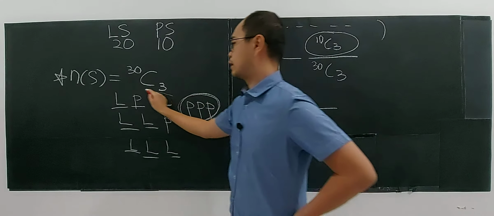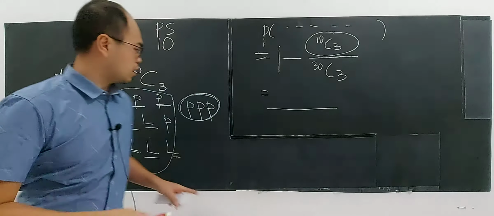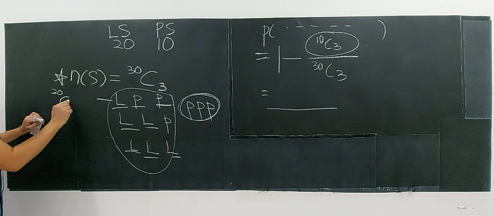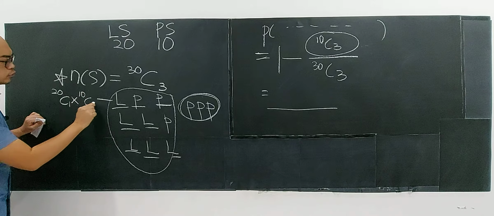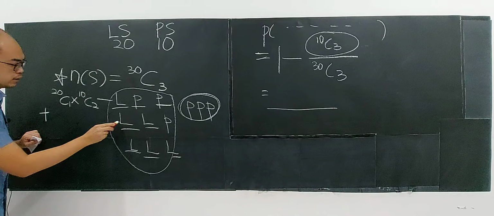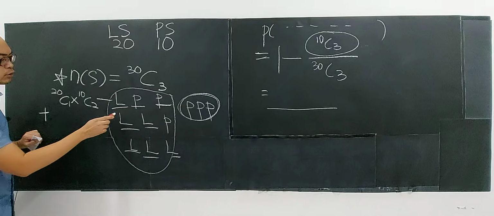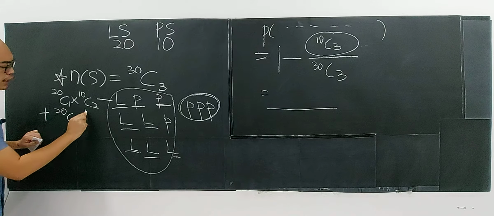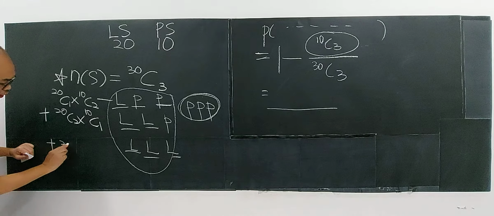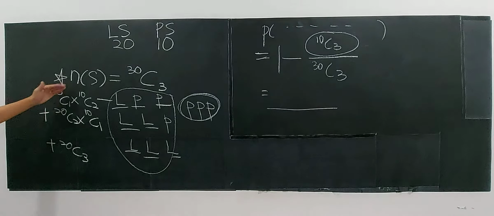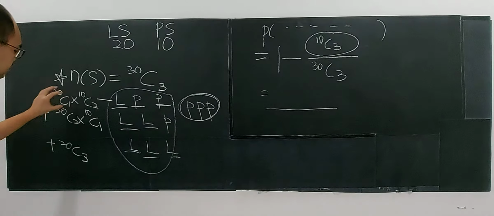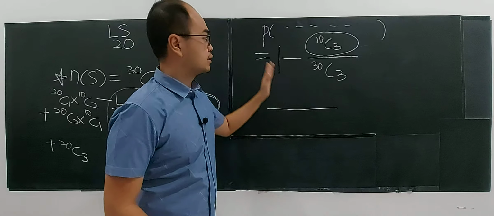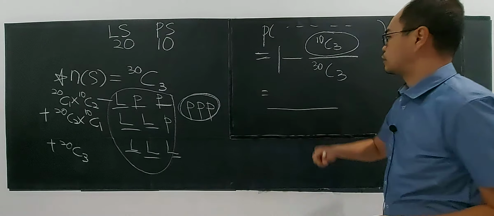Or you can use the other method, but then you need to consider case by case: 20 life science choose 1 and 10 physical science choose 2, or 20 choose 2 and 10 choose 1, or 20 choose 3, and add them all up. You have more work to do compared to using the complement. You divide by 30C3 and get the same answer as using the complement, but I prefer the complement.